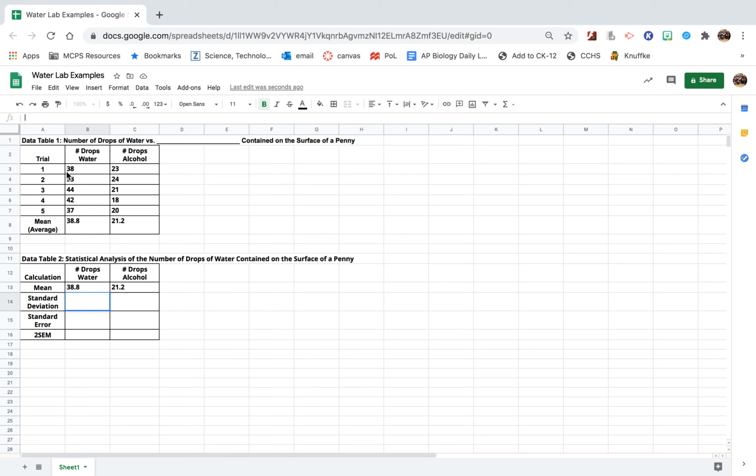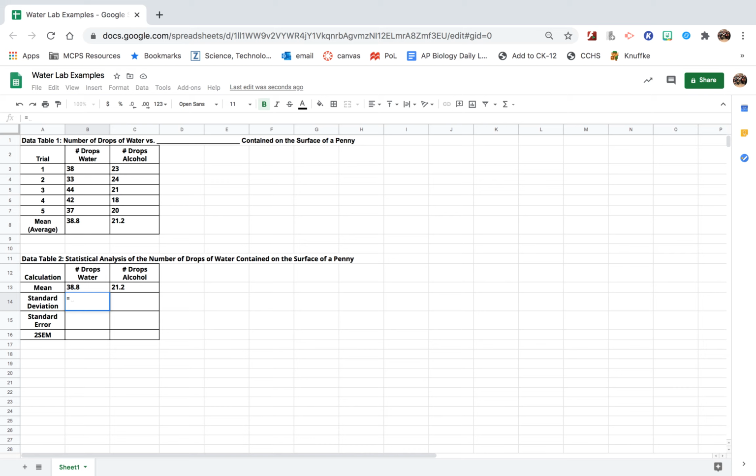So, the first data point is 0.8 away from the average. And the second data point is 4.2 away from the average. And the third data point is 6, well, you get the idea. You're going to add up all those values. Or you can tell Google Sheets to do it for you, okay?